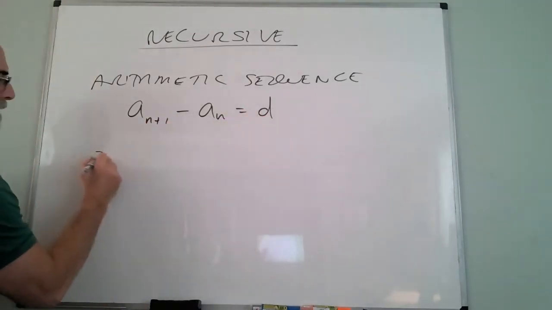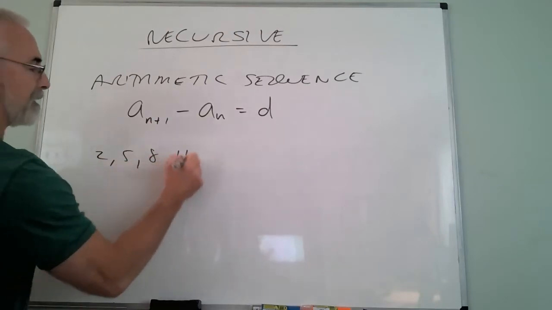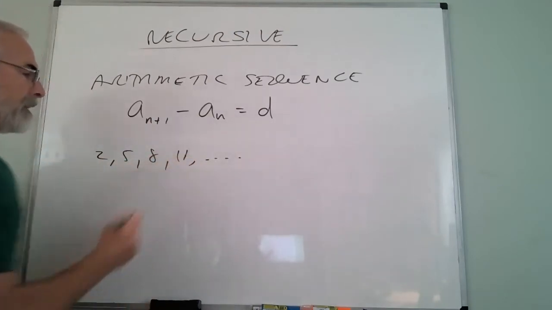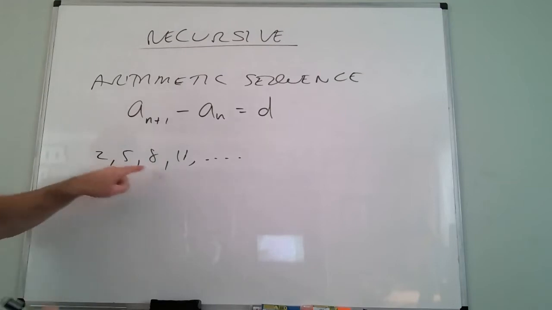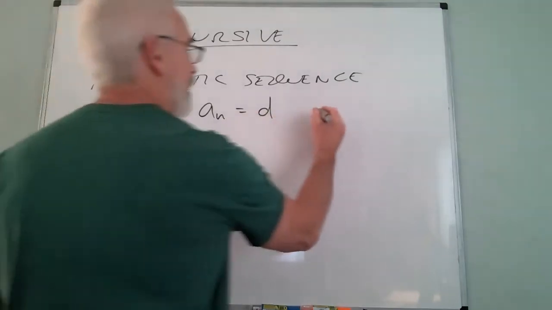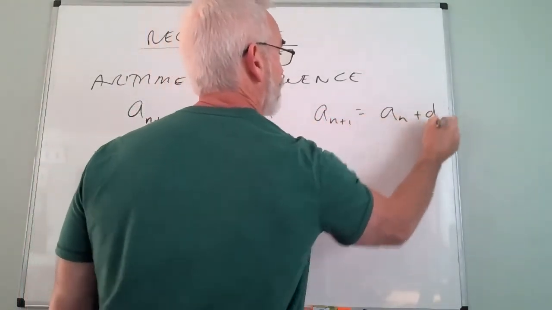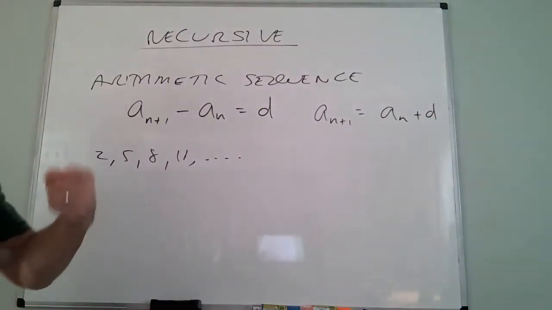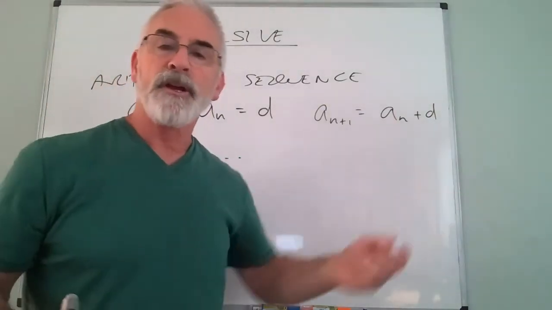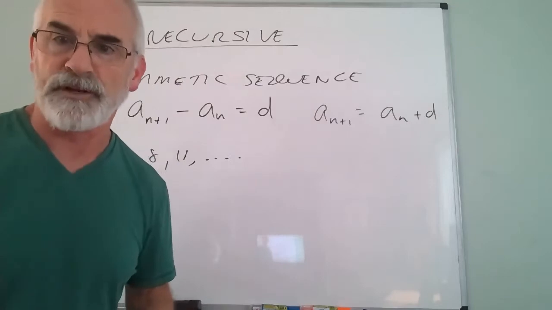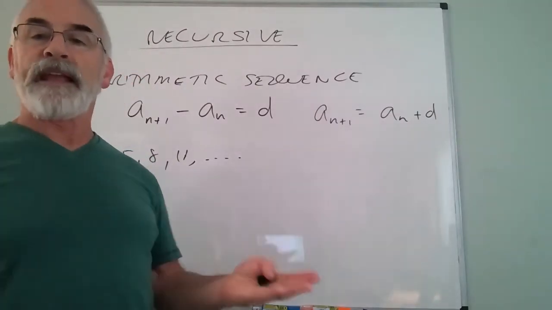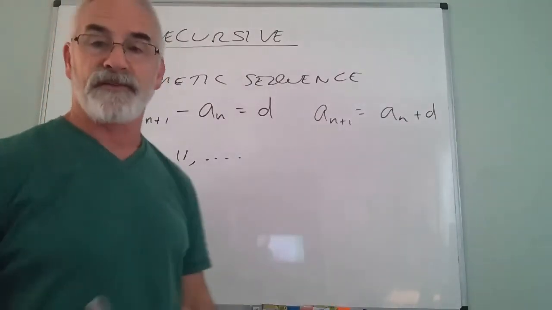So if I had something like this, 2, 5, 8, 11, on and on and on, 5 minus 2, 8 minus 5, 11 minus 8 is always the same value. Another way of saying this is the n plus first term is equal to the nth term plus d. That's the same statement. That's saying, oh, I'm counting by the same number. So we learn this in baby algebra. We don't spend a lot of time, but it's a really handy one because it's a recursive definition.